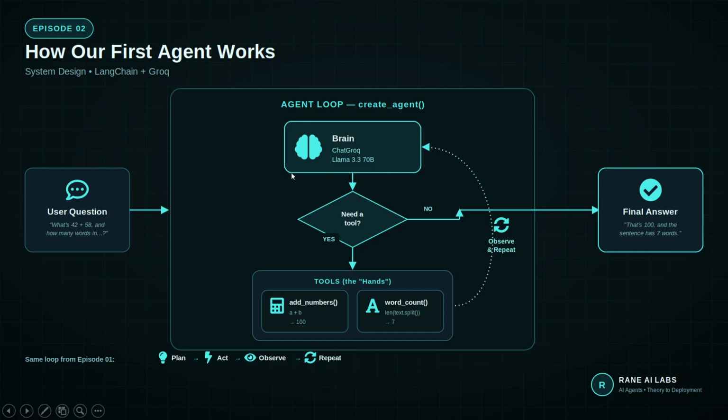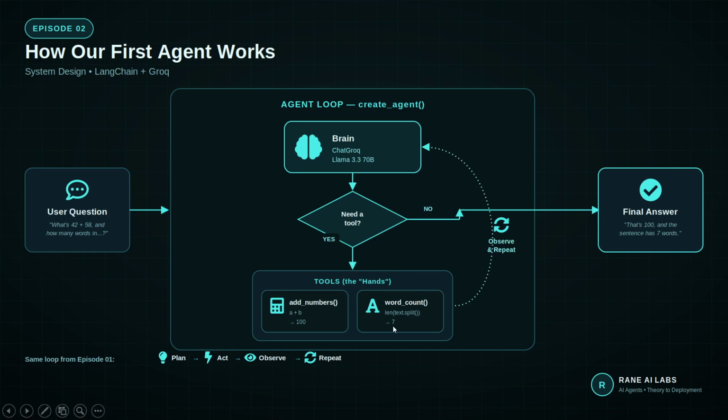We are building an agent that can do two things. One, add two numbers together, and two, count how many words are there in a sentence. I know it's not exactly groundbreaking, but that's the point. You will see the agent decide on its own which tool to use and when. And once you understand this, you can plug in literally any tool like web search, a database, a calendar, or anything else. The mechanics remain the same.